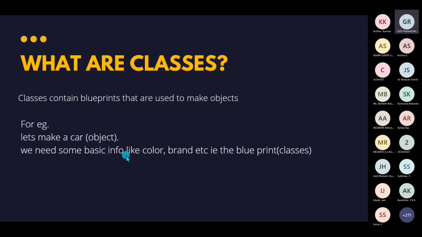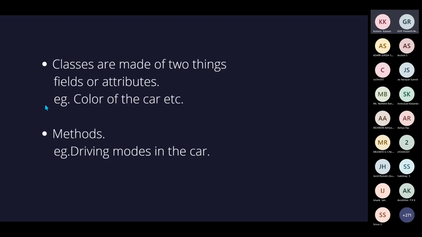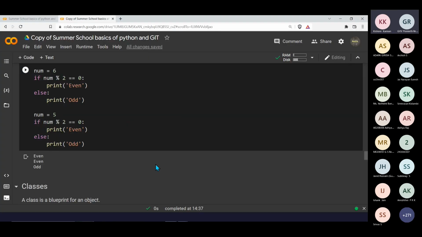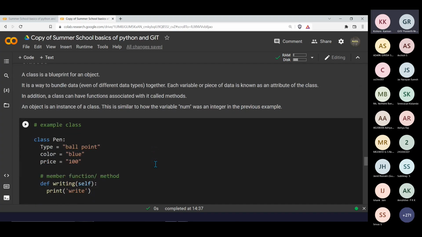So these information is contained by the classes. So we define the attributes and the methods the object can have in these classes. So that's all about classes. And yeah, so let's go to code. Class is a blueprint of an object, and it is a way to bundle different data types together.